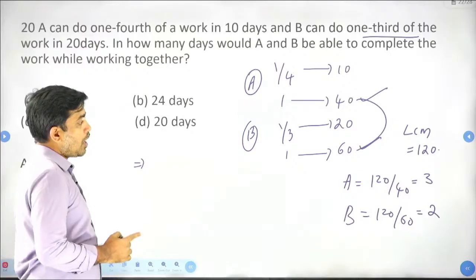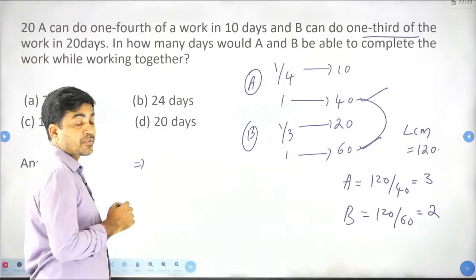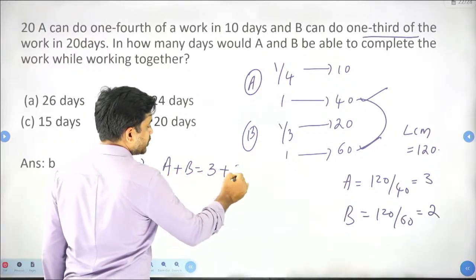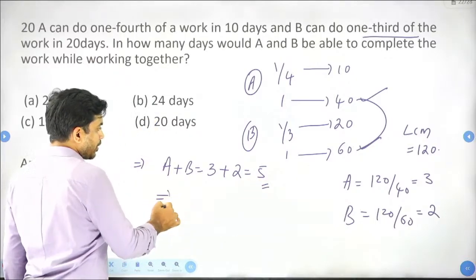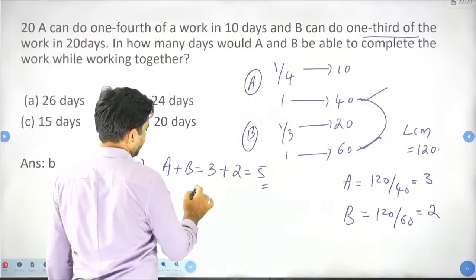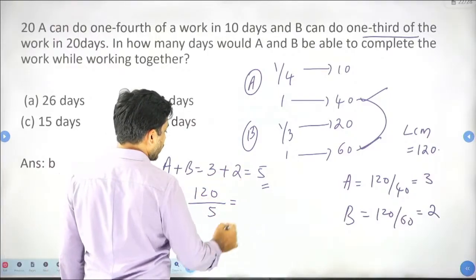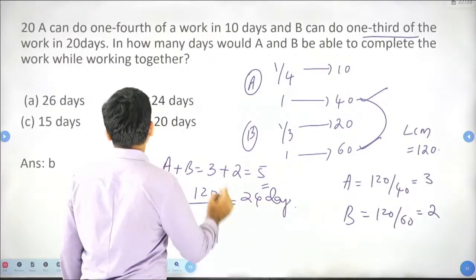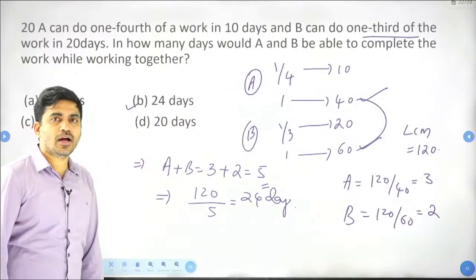Next one. Both are working together. So A and B, they can do 3 units plus 2 units in a day, 5 units. If both are working, they'll complete 5 units in a day. Total work is 120. 120 by 5, 24 days required. Option B. Option B is the answer.